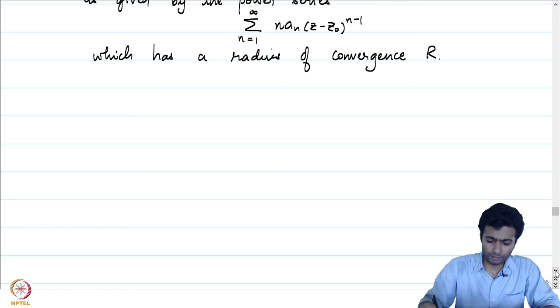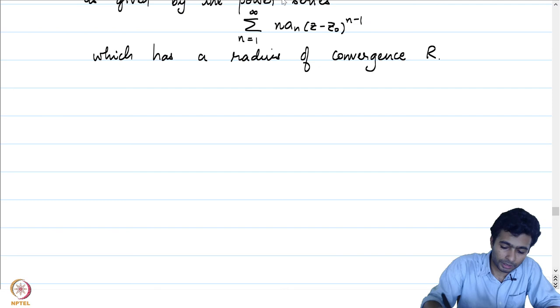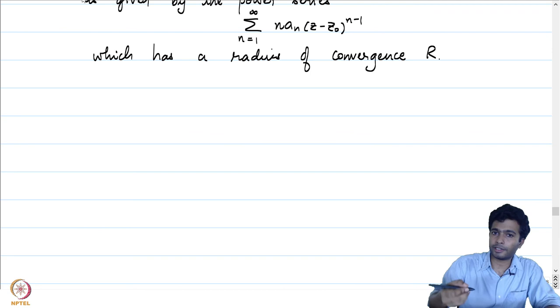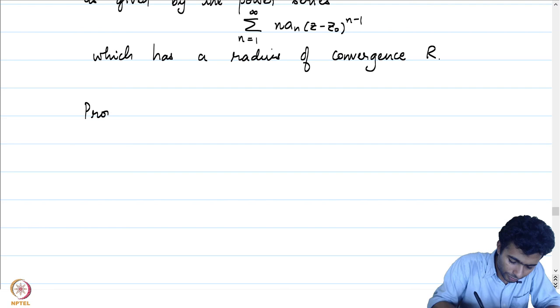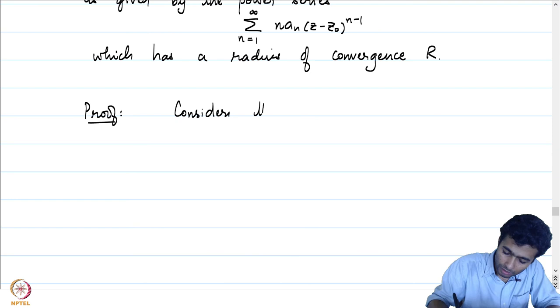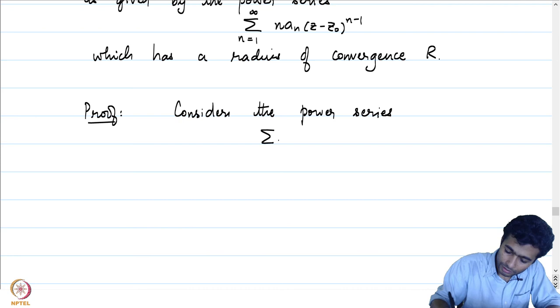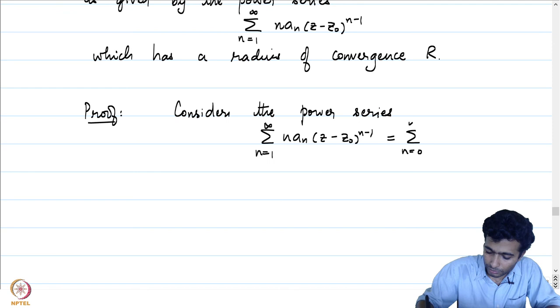Let us first check that this particular power series that we have written down indeed has a radius of convergence R. We will bother about whether it is the derivative or not later. Let us first focus on that particular power series. Let us begin by considering the power series summation n a_n (z minus z0) to the power n minus 1, from n equal to 1 to infinity. Just rewriting it, this is the sum from n equal to 0 to infinity of (n plus 1) a_(n plus 1) (z minus z0) to the power n.